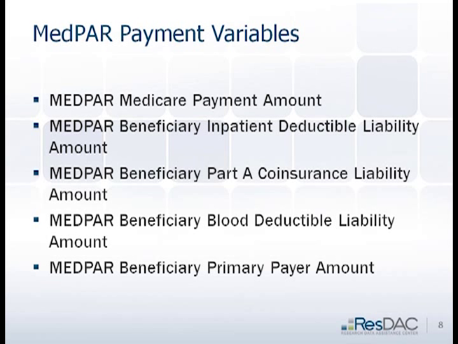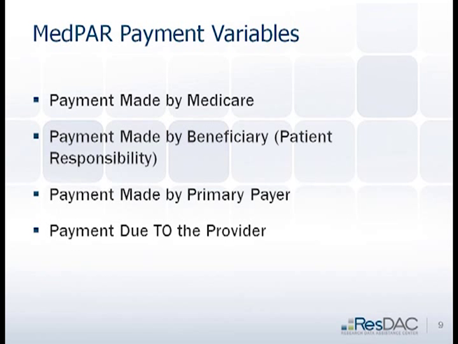There's a beneficiary deductible. So these next three are related to the beneficiary. There's their coinsurance amount, their blood deductible. It's very rarely populated, but there is an amount that if a beneficiary goes into a hospital, uses a blood product, and does not replace it, they will get charged a deductible. And then there's the other primary payer amount. So these are the actual names of the variables that you'd find in the Medpar file to calculate what I'm going to refer to as costs.